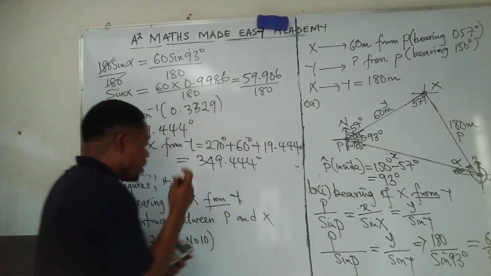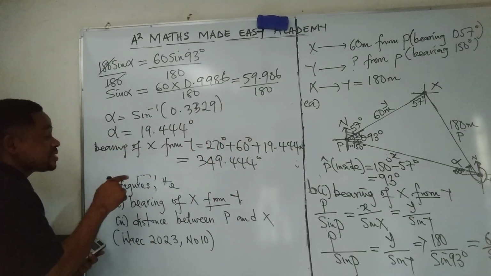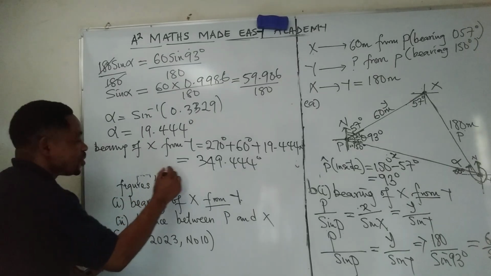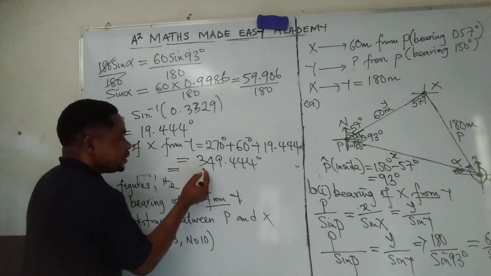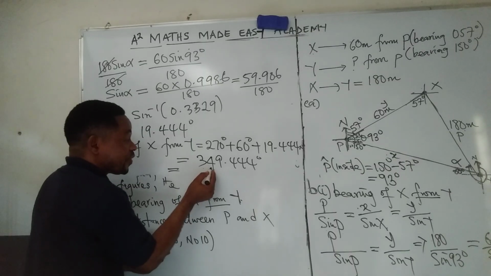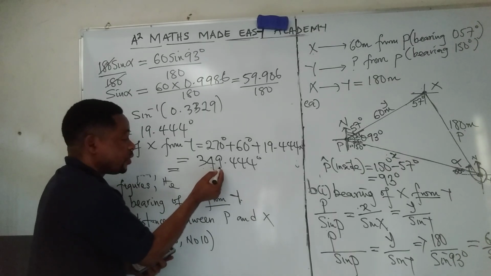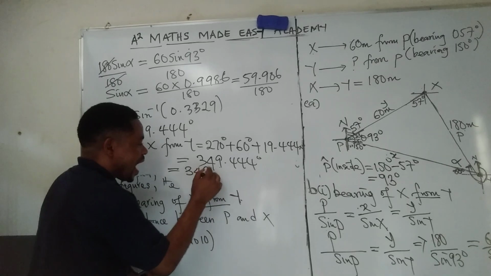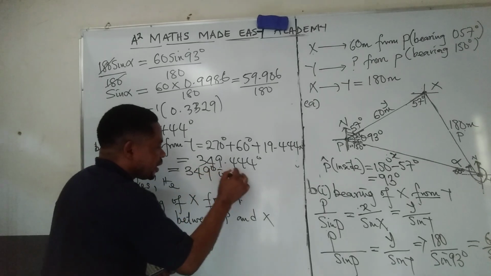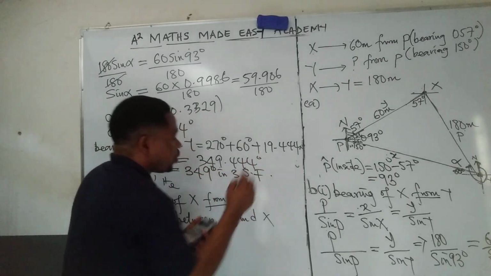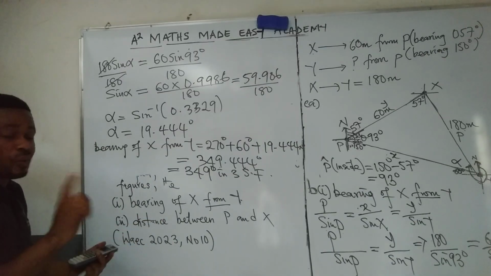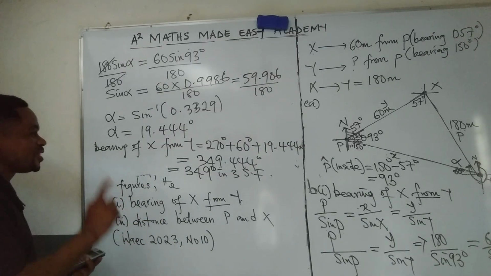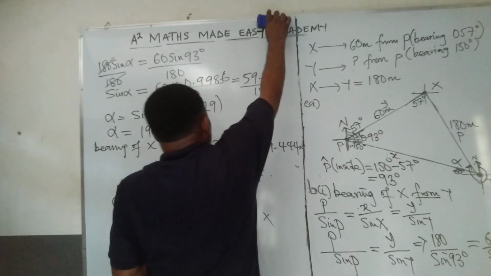0.444 degrees. Remember, they asked us to leave our answer in 3 significant figures. So this is 1 significant figure, 2 significant figures, and 3 significant figures. So the answer is 349 degrees in 3 significant figures. So we have done with B I. It remains the last question.